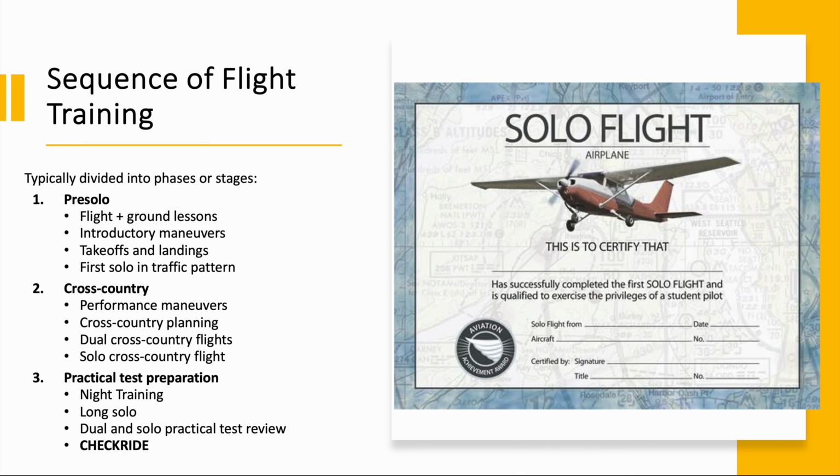So general sequence of flight training. I would say most flight schools follow this same pattern. This is how we do it here. So our flight training is divided into 3 stages, just like the ground school. The pre-solo stage, which is just an introduction, how to fly the airplane, what the controls do, components on the plane.